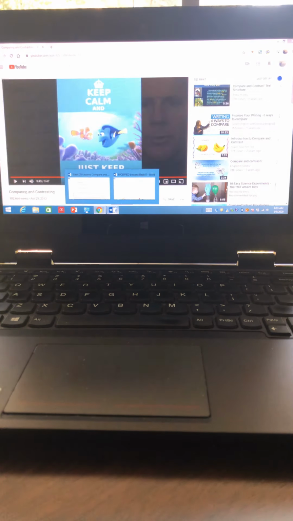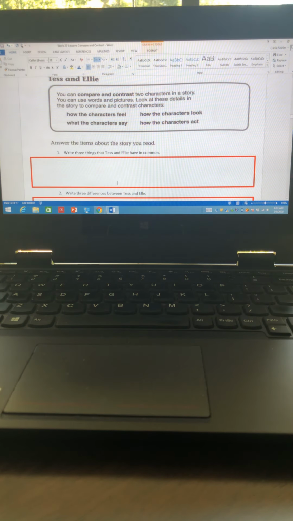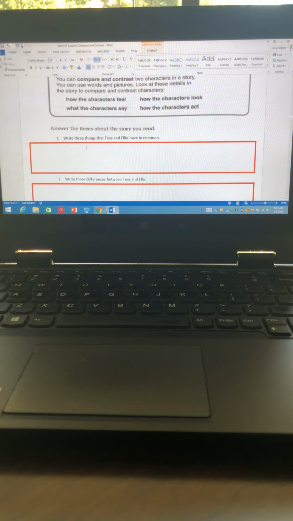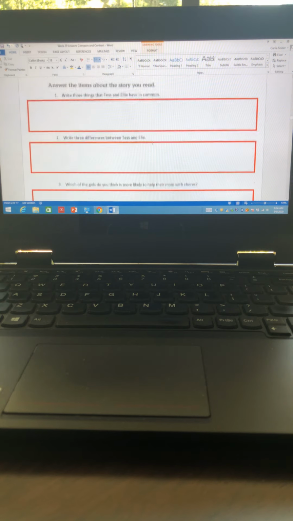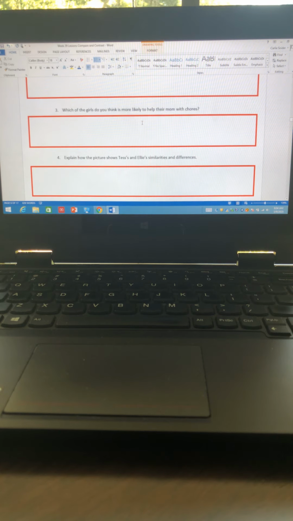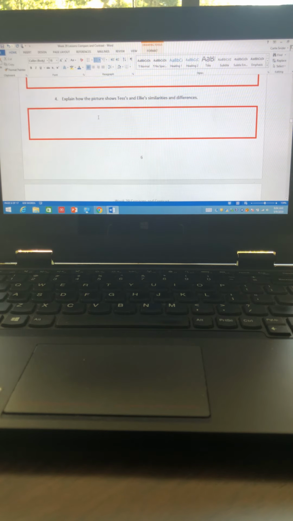With your assignments that you need to finish up on your own, you're going to do the four questions that go with Tess and Ellie. You need to write three things that Tess and Ellie have in common that are the same or similar. Write three differences between Tess and Ellie. Which of the girls do you think is more likely to help their mom with the chores? Explain how the picture, you're only looking at the picture, not the words from the story, shows Tess and Ellie's similarities and differences.